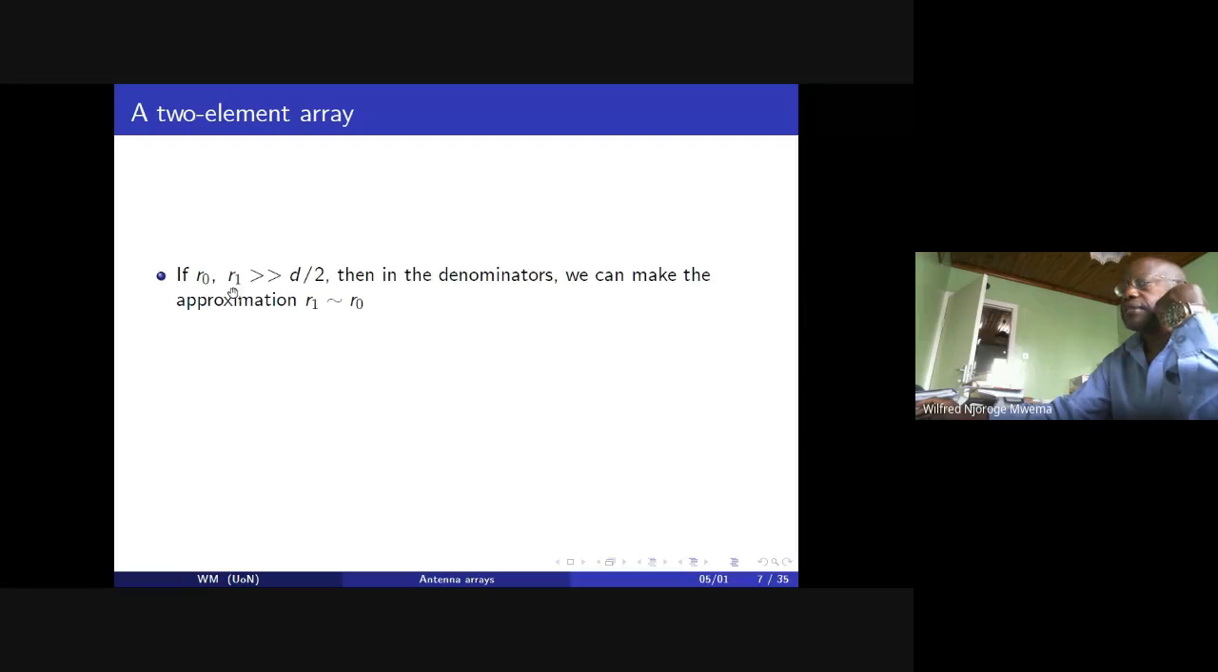So if R0 and R1 are much larger than d by 2, then in the denominators we can always make the approximation that the two distances are not different. That is, they are almost parallel at P. In the phase factor, however, just like we did before, the difference between R1 and R0 is very important because of the propagation constant. The propagation constant can be very large, so that when we multiply k delta R, it can be a very large, significant electrical length.